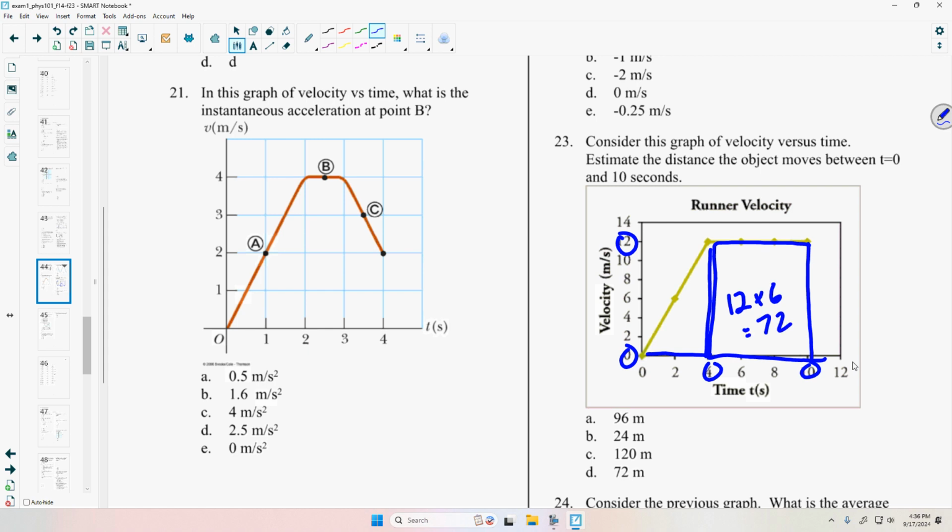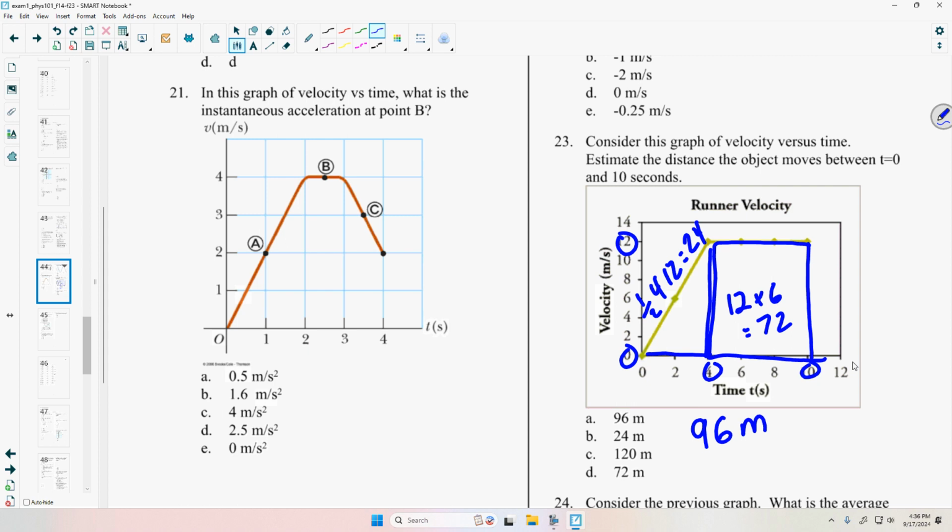And then here I have 1/2 base times height. That's 1/2 of 4 times 12, which is equal to 24. So it's 96 meters. That's pretty good in 10 seconds, right?